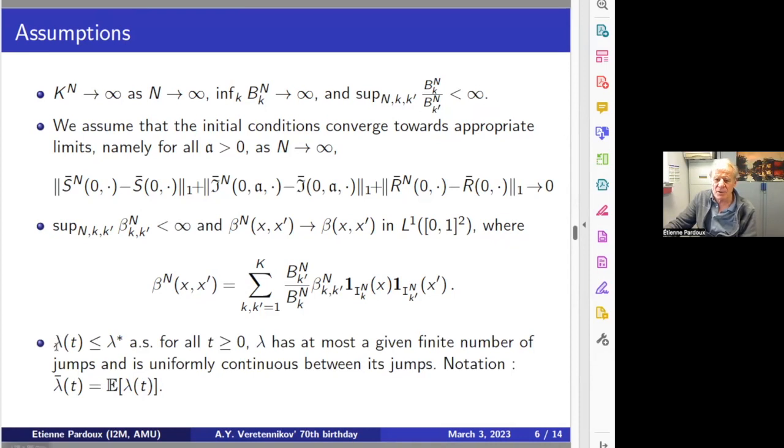Then the assumption on lambda: remember that lambda(t) is a random function, with i.i.d. copies attached to the various individuals who get infected. We assume that lambda(t), that random function, is bounded by a fixed constant, lambda star, which is a constant, not a random variable, almost surely for all t. We assume that lambda has at most a finite given number of jumps and is uniformly continuous between the jumps. The bar here refers to proportions, but the bar for lambda refers to expectation.